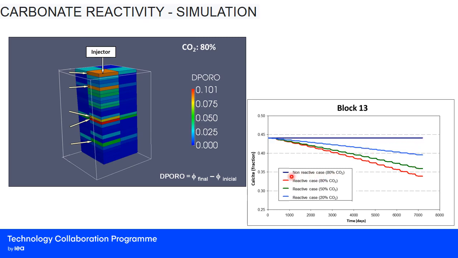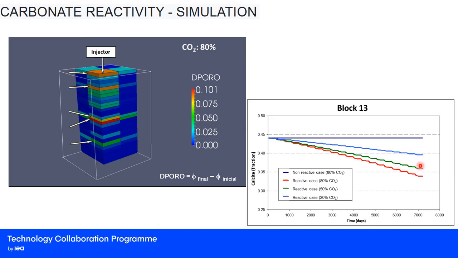For the other three scenarios, we have calcite dissolution, but we have the effect of the amount of CO2 in the injected gas. The higher the value of CO2 in the gas, the more reactive the system gets. So the variation for calcite fraction is bigger for the case where we have the higher value of CO2, that is 80%. The smaller variation is observed for the case where we have 20% of CO2 in the injected gas. The 50% gets in the middle.